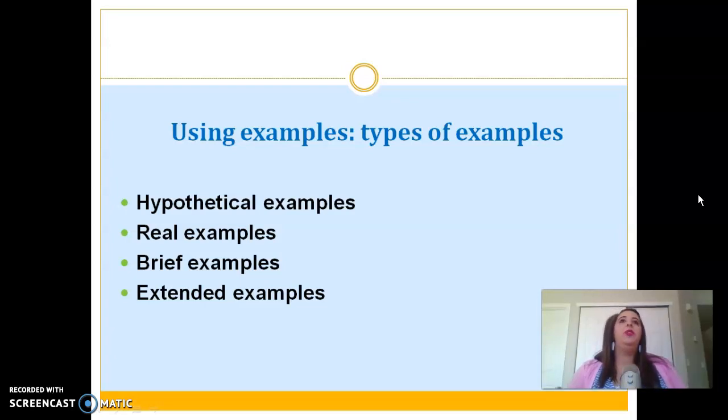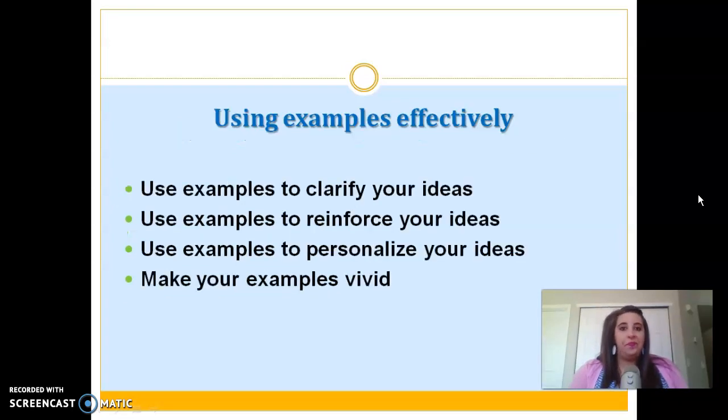Examples are really powerful to help you provide that reasoning, just for their understanding. Think about when you're listening to a lecture. You appreciate when the instructor or whoever's lecturing gives an example, and it's the very same thing.